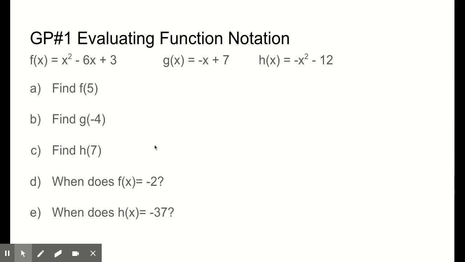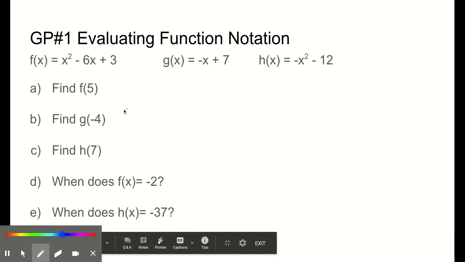So here we're given 3 different functions. Again, we can use those different functions as the names of the function. So if I were to put these 3 functions on a graph, they would all look different. Clearly, f of x and h of x are going to give us parabolas, and g of x is going to give us a line. So they're all going to look different on the graph, and we can use the names f of x, g of x, h of x to name those functions on the graph.